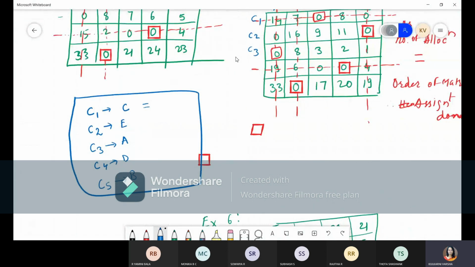So writing that, we'll get here it is 40, here it is 36, here it is again 40, here it is 36, and here it is 62. If you do addition of all these things, we'll get total answer equal to 214. So the total assignment cost, or total profit, is nothing but 214. So this is what you should finally write down as the final answer. Is it clear?